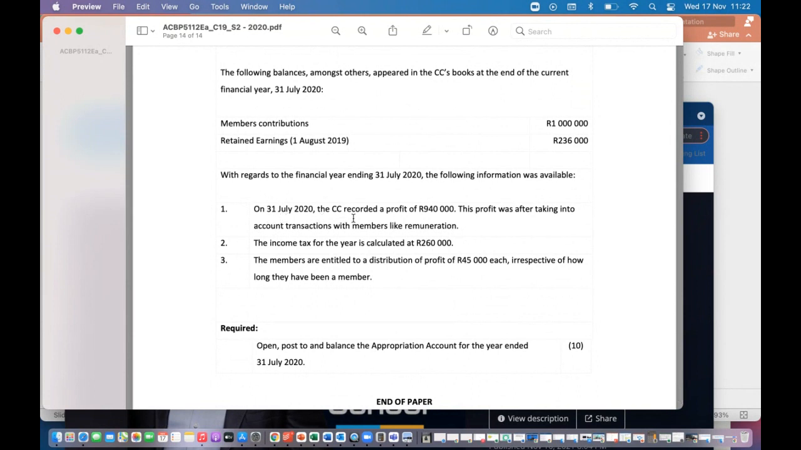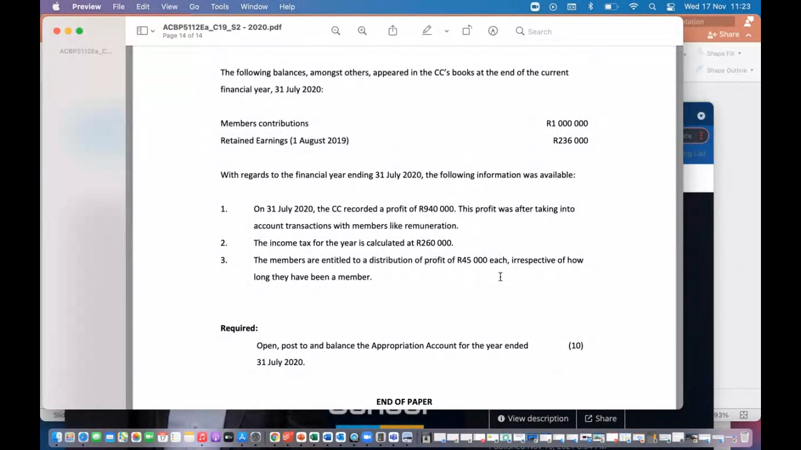31 July 2020, the CC recorded profits of 940. We need this information. Okay, the profits were after taking into account transactions with members like remuneration. Okay, so this is taking into account transactions with members, so that's good. Then income tax for the year calculated 260,000. The members were entitled to distribution of profits of 45,000 each, irrespective of how long they have been a member.